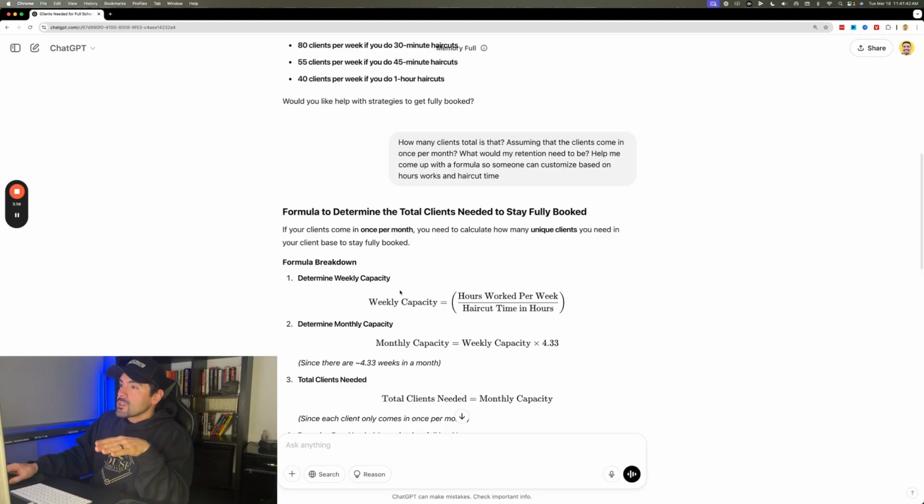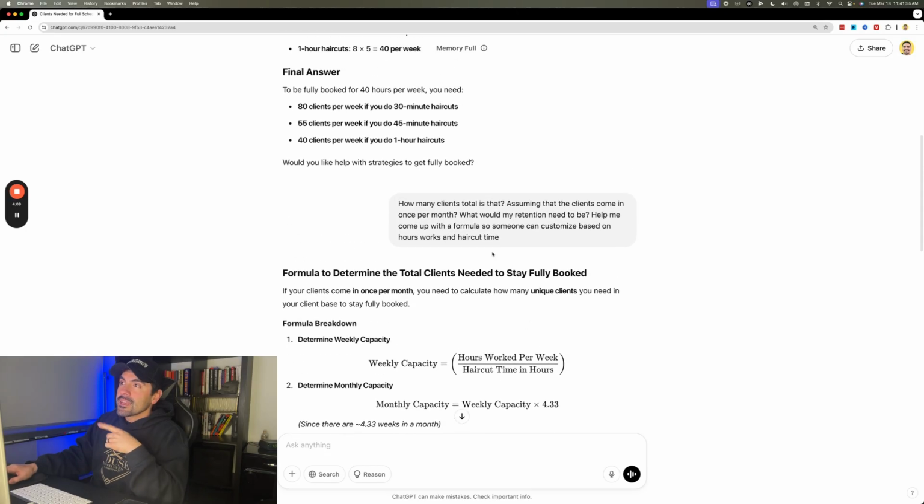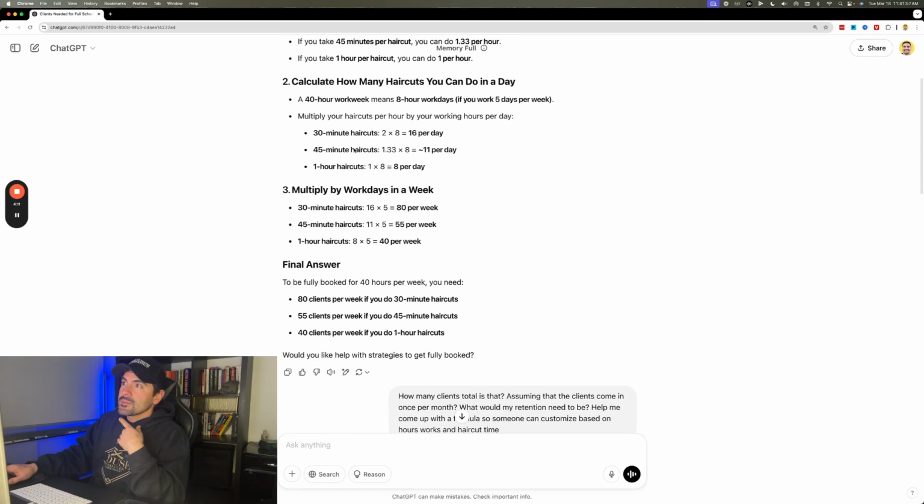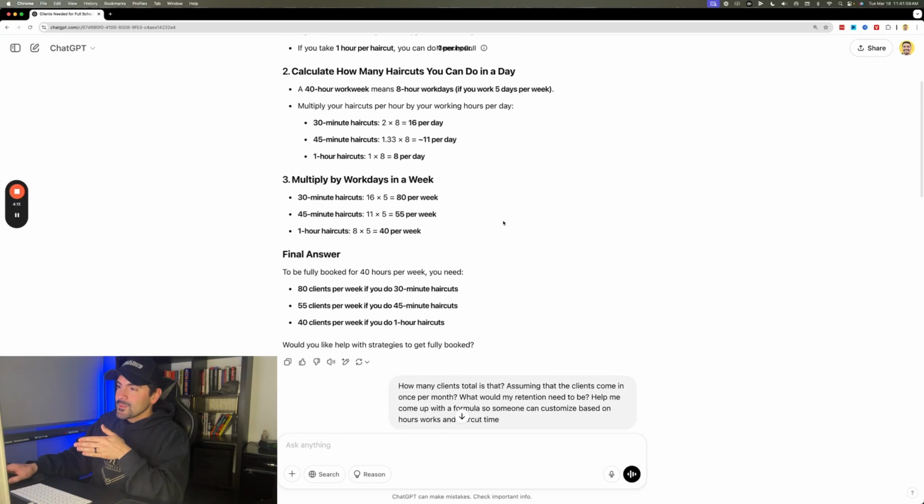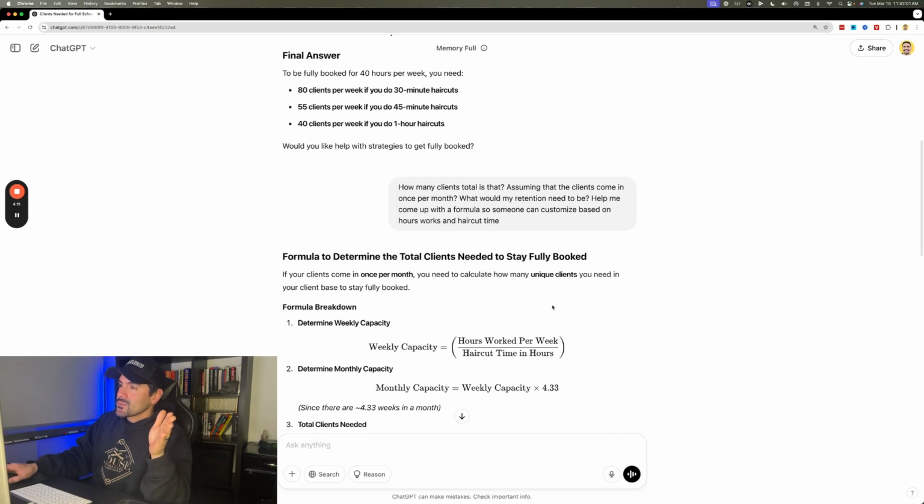But basically what we're trying to find out is your weekly capacity, and from there we're going to determine our monthly capacity. So all you got to do is take how many hours you work divided by your haircut time in hours. That's how ChatGPT did it up here. All right, you see? It converted it to a decimal. So this is all elementary school math, so don't worry.